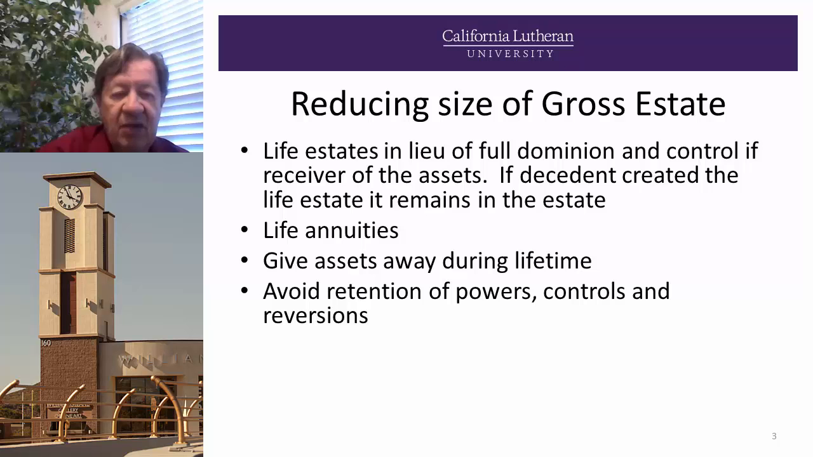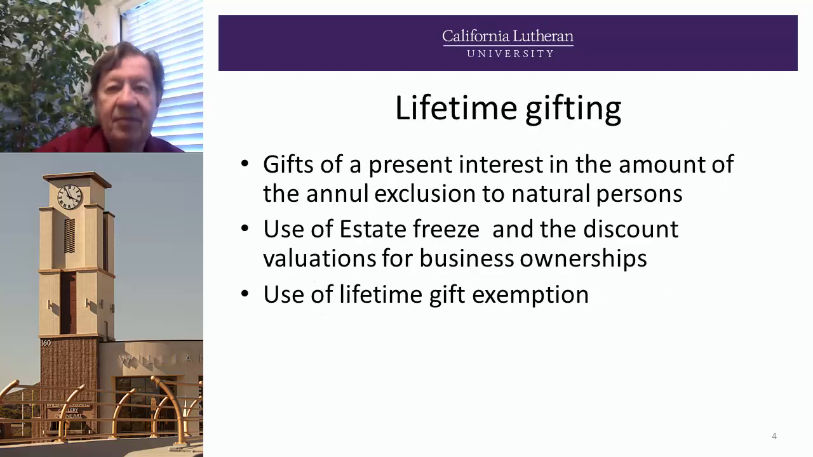An annuity, and many people have one in a pension plan, is really an annuity, and you can buy them from private annuity companies. You can also buy from public annuity companies. You can also use a private annuity. I give assets away during lifetime and avoid retention of powers, controls, and reversions. And if you have them, get rid of them and try to live for 3 years after that.